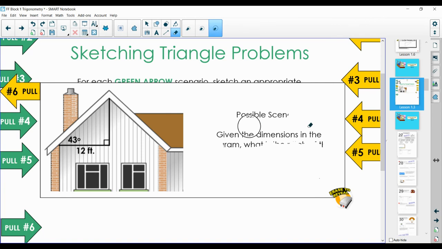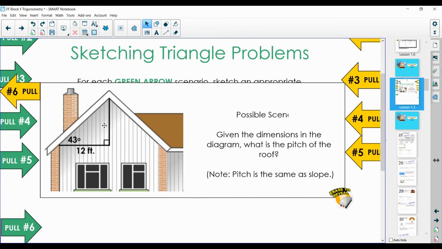So in this particular question, it says, given the dimensions in the diagram, what is the pitch of the roof? Now, pitch is the same as slope. I haven't labeled my unknown, but I'm told that I need to know the pitch of the roof, pitch being slope. If you remember from a previous unit, slope is rise over run. So I would actually have to find the rise of the roof, and then rise over run would give me my slope, which is also my pitch.